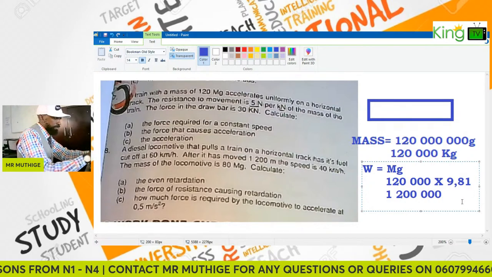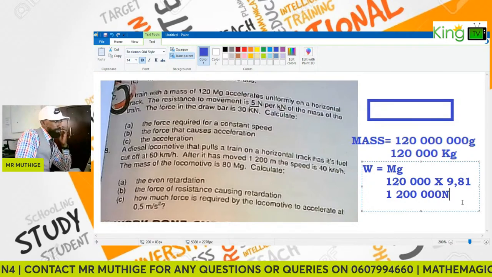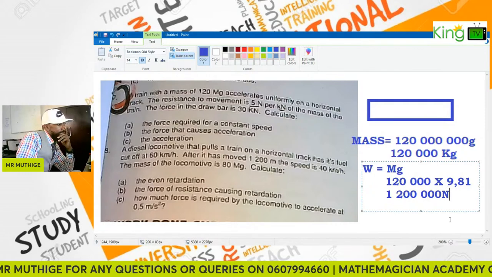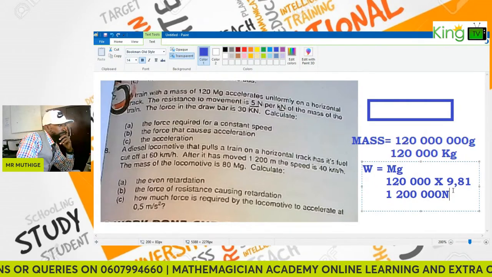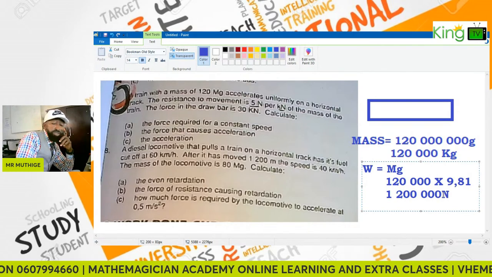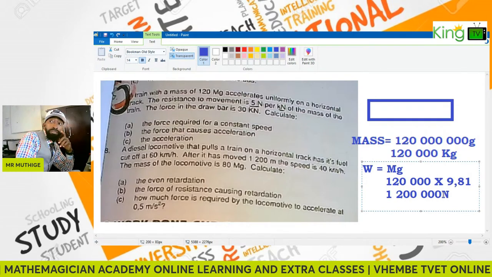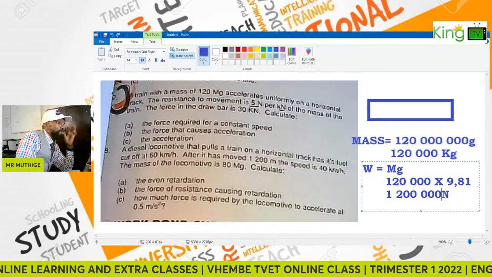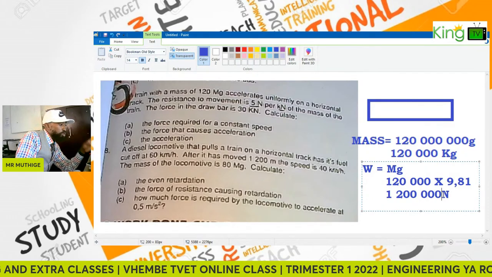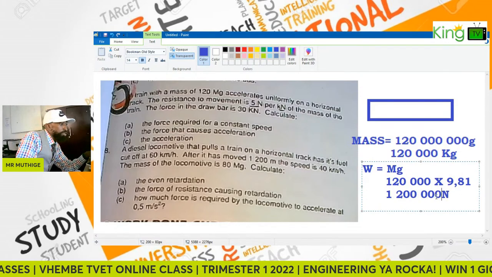Something like this. In the KG, if it's kg, the answer is in Newtons or kilonewtons. Because the weight is mg, mass times gravity, mass in kg times 1, so there is 1.2 million newtons.